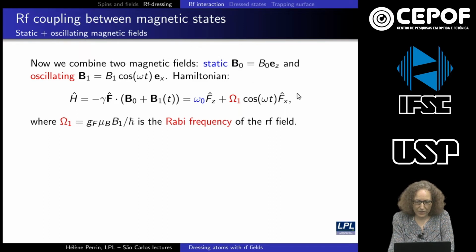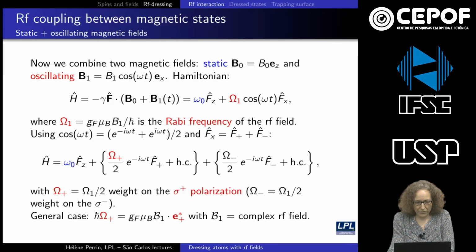So what is the effect of this new term on our usual Hamiltonian of the magnetic field? We can write this cosine omega t as a sum of exponential minus i omega t and exponential i omega t. And the Fx term, remember, we can write as F plus and F minus, so a combination of the raising and lowering operators. As we have these raising and lowering operators, we will now be able to change the m state, the eigenstate of Fz, because this changes m by +1 and this by -1.